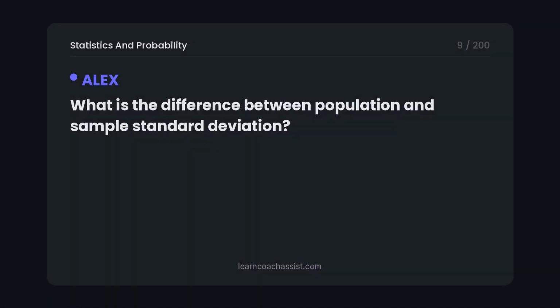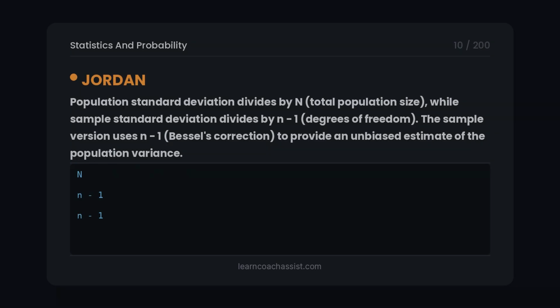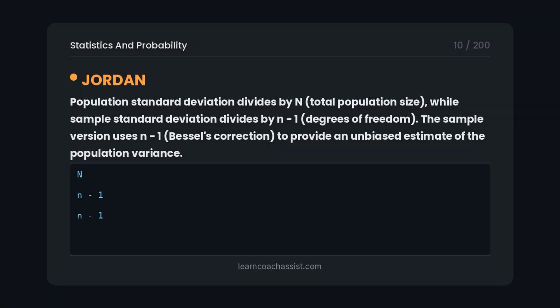What is the difference between population and sample standard deviation? Population standard deviation divides by n, the total population size, while sample standard deviation divides by n−1, the degrees of freedom. The sample version uses n−1, Bessel's correction, to provide an unbiased estimate of the population variance.